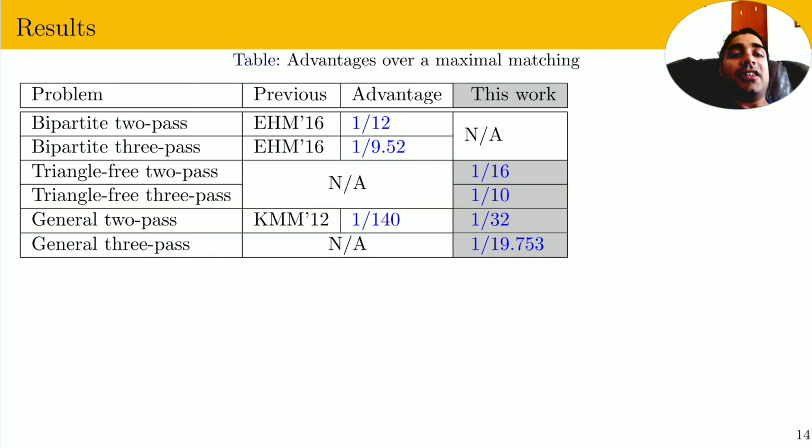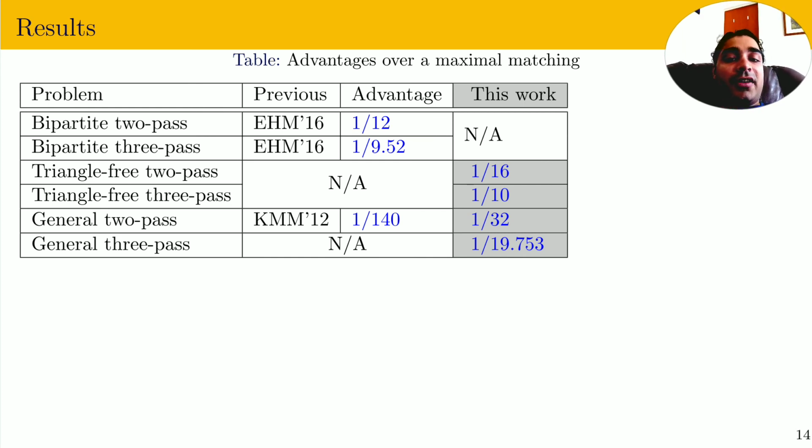So these are our results. Isfandiari, Hajiaghayi and Monemizadeh independently showed these results using similar techniques. This table actually shows advantages. These are not approximation ratios. So by advantage 1 by 12, I mean the approximation ratio is half plus 1 by 12.